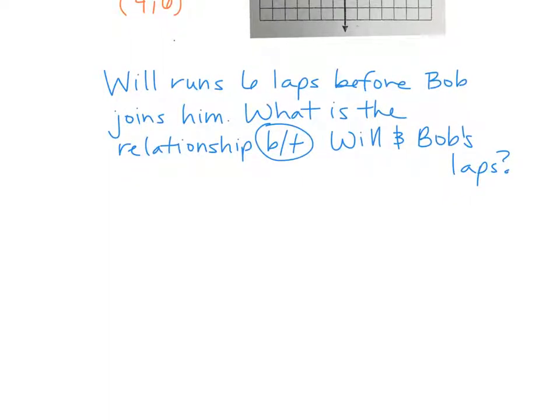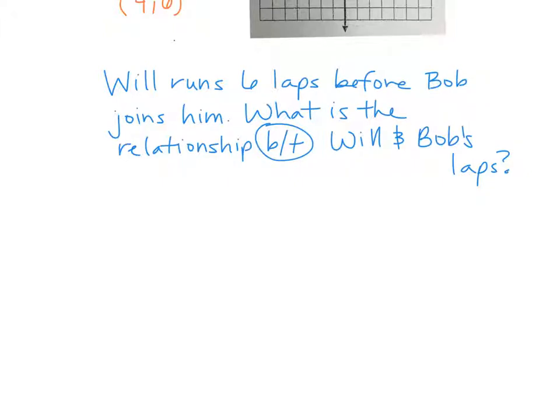Okay, so look at that problem. Will runs 6 laps around the track, and then Bob joins him and they run together. Will is going to be one variable. Bob's going to be another. We want to find the relationship between them.